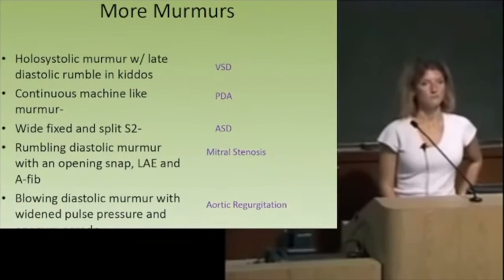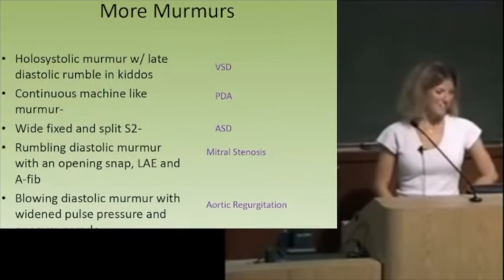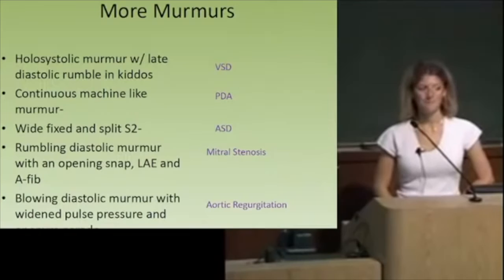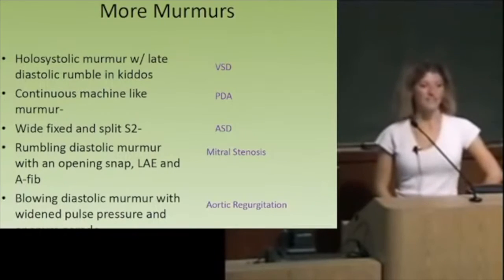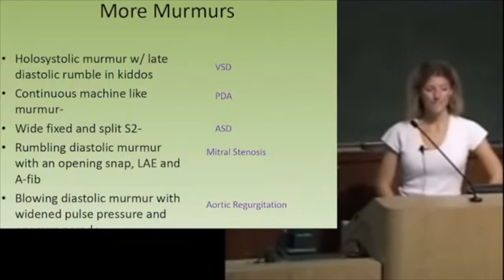Okay, so another holosystolic murmur, but this is in kiddos. Most common congenital heart defect. VSD. Yeah, you thought there wouldn't be any peds on your test, but there might be. And then a continuous machine-like murmur. Remember this from Step 1? PDA. Wide, fixed, and split S2. That's an ASD. Those are kind of just the key buzzwords.